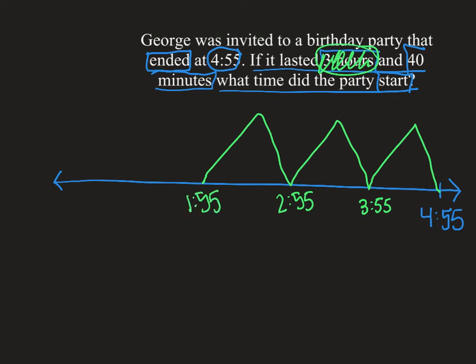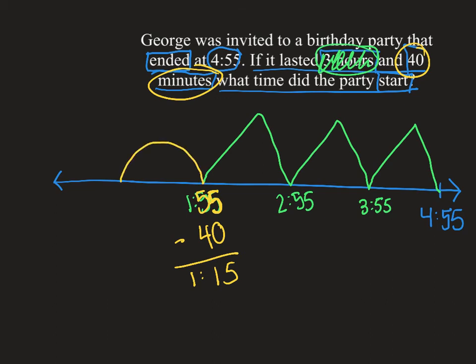And now we're done with our 3 hours, and we have the 40 minutes. Well, this one works out well because 55 right here is bigger than 40. So I can just do 155 minus 40 minutes, which equals 15, right? 1:15. So now I can hop back 40 minutes. And I have a start time of 1:15. And again, you can check your work by going forwards.